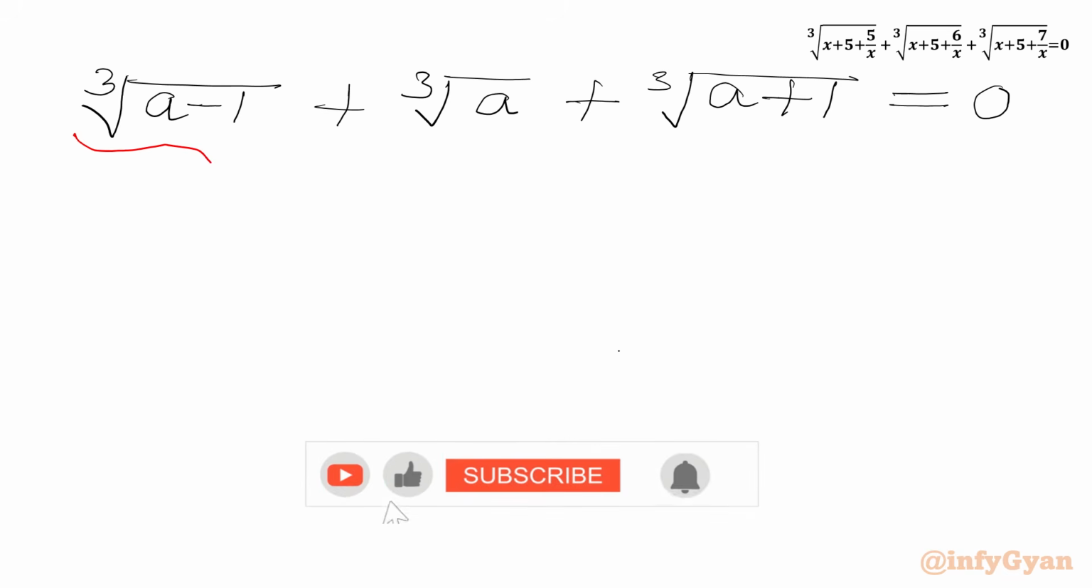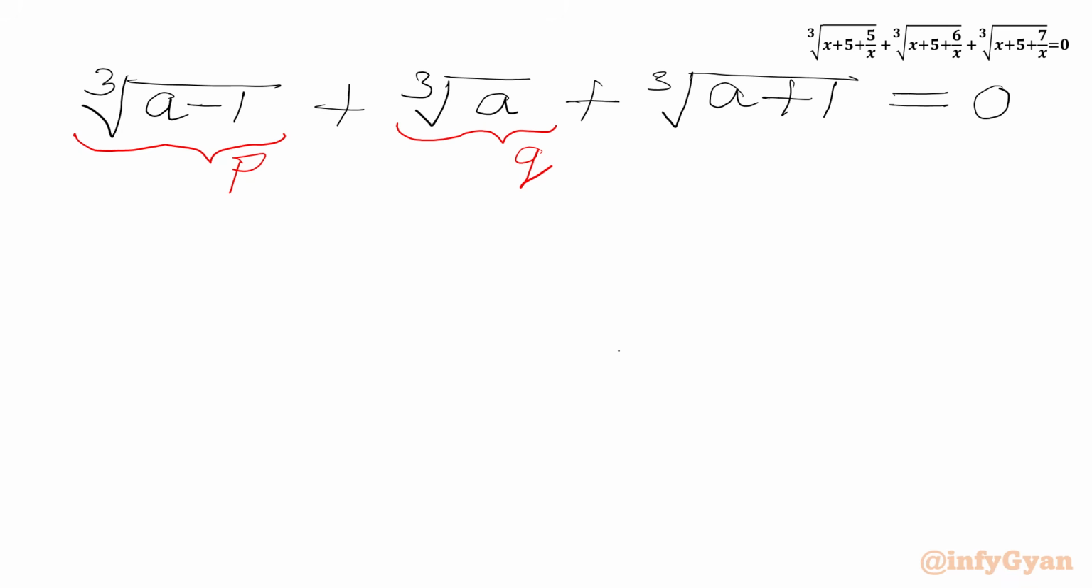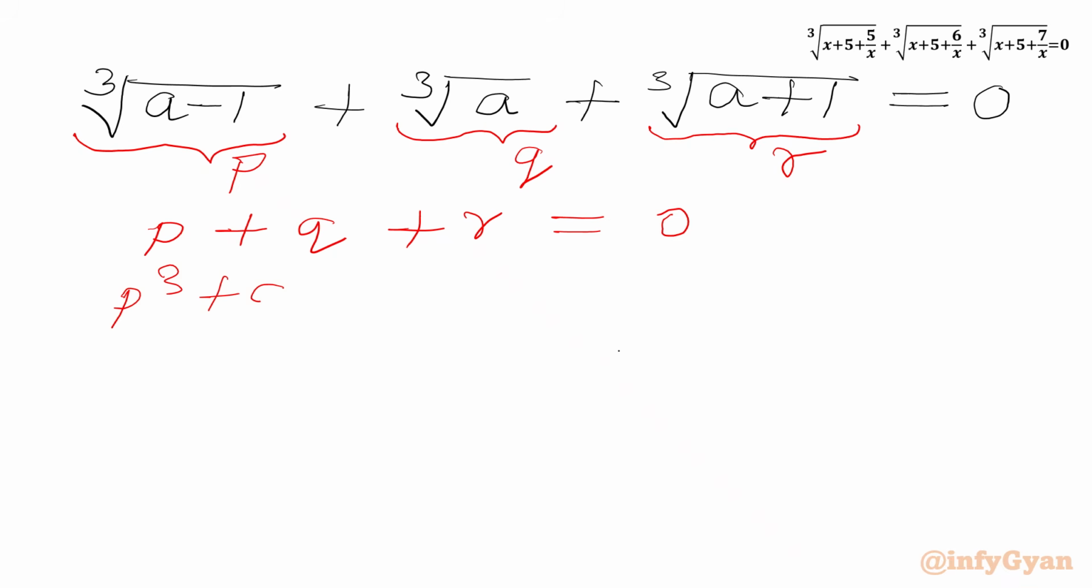Now we are going to use one algebraic identity. Let's say cube root of a minus 1, suppose it is p. Cube root of a if it is q, cube root of a plus 1 if it is r. Then we have p plus q plus r equal to 0. So we know that p cube plus q cube plus r cube must be equal to 3 times product of p, q, r.